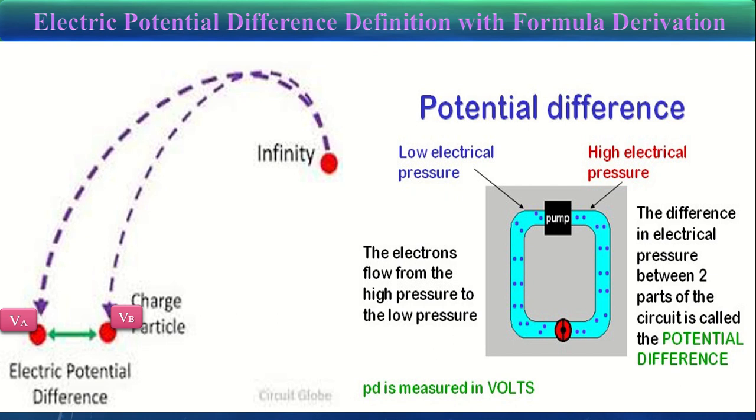What will cause this electric potential difference in a circuit? It is caused by electric charge, an electric current and a magnetic field. So potential difference is the difference in electric pressure between two parts of the circuit, and it is called potential difference.